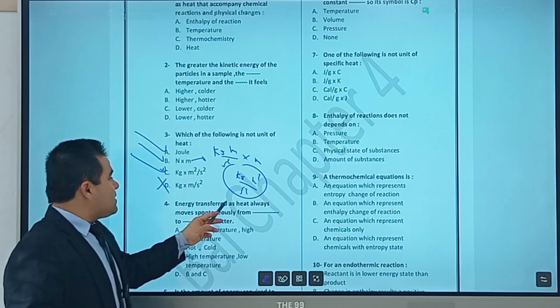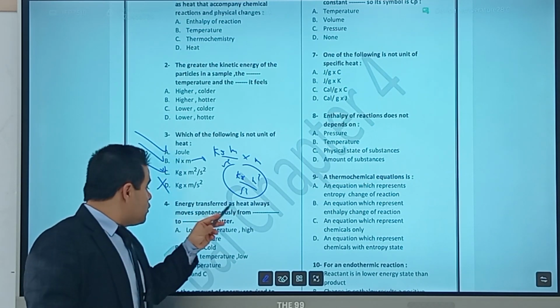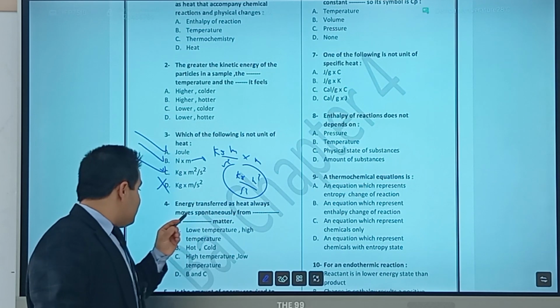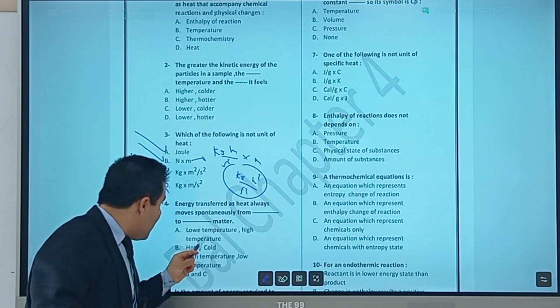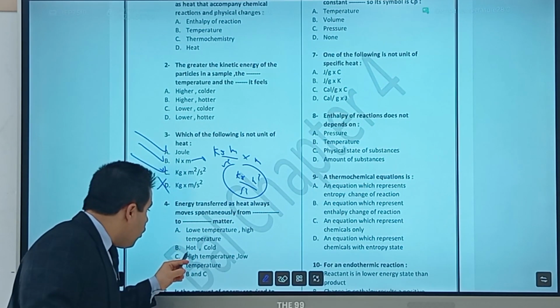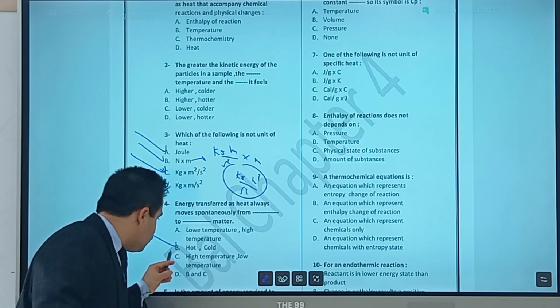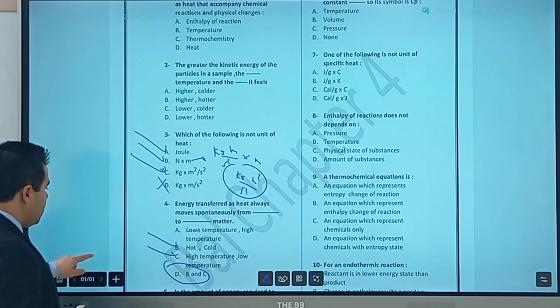Energy transferred as heat always moves spontaneously from what? From a lower temperature to a higher temperature? No. From a hot object to a cold object? Yes. From a higher temperature to a lower temperature? Yes. So B and C are both correct.